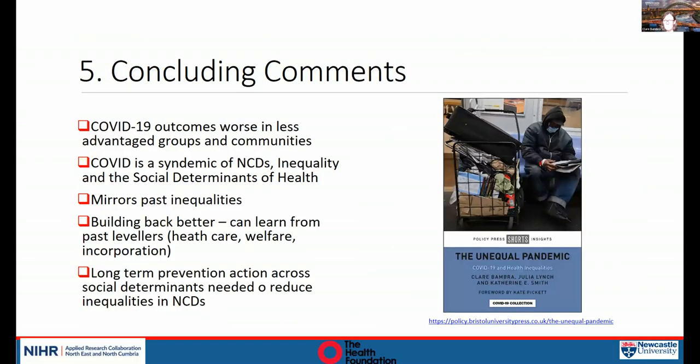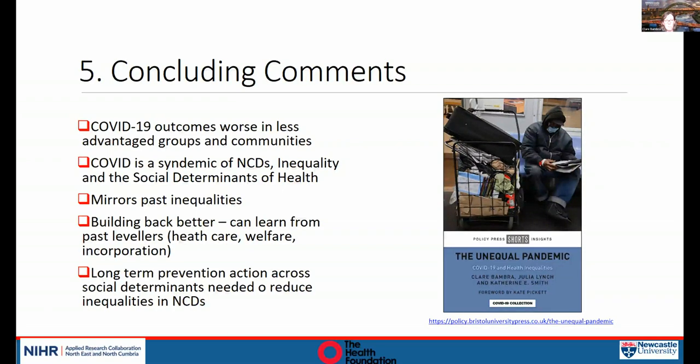So just to conclude, a bit of a whistle-stop tour, doing a book in 20 minutes, but hopefully you can go and have a look at it if you wish to fill in any gaps that I might have left. As we know from the sessions today, COVID-19 outcomes have been worse in less advantaged groups and communities. In our book, we argue that we can think about this in terms of a syndemic, that we have the interaction of COVID with pre-existing health and social inequalities. We can look back to the past and see that these inequalities were not unexpected and that they parallel particularly what we see from 100 years ago.